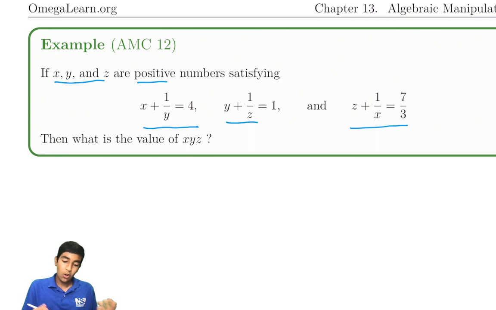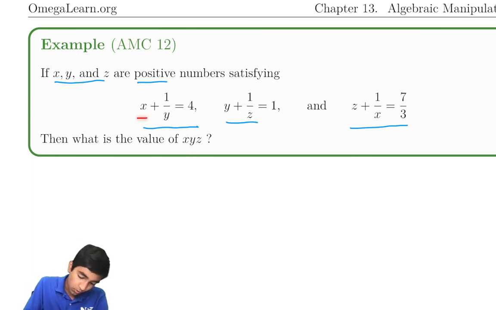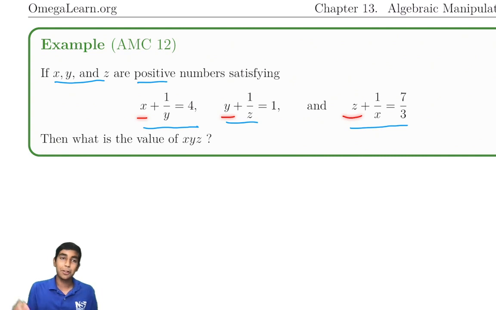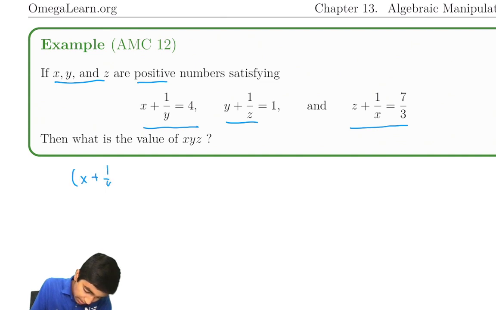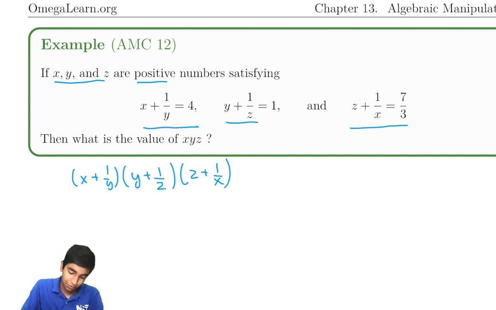Let's multiply. Well, how can we get an xyz term? Multiplying equations. Let's multiply all three equations together. x plus 1 over y times y plus 1 over z times z plus 1 over x. This is equal to, well, now we just have to expand this out.